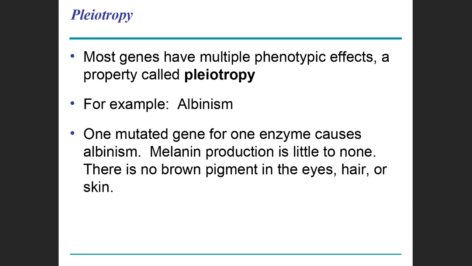Now, you do have to be homozygous, so you have to have two defective alleles, so you don't produce any melanin. But because there's no melanin produced at all, you see the phenotype in the hair, in the eyes, in the skin. So three phenotypes, one gene. So it's pleiotropy.